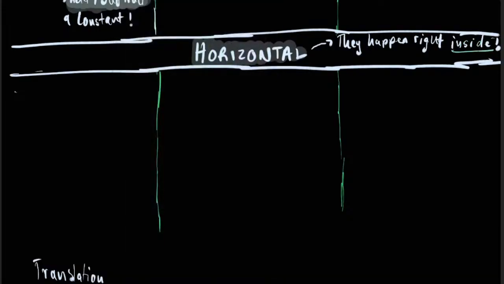That's the first thing. Put these points and you understand. The second thing is that it always lies. Number one, they happen right inside, then they always lie.